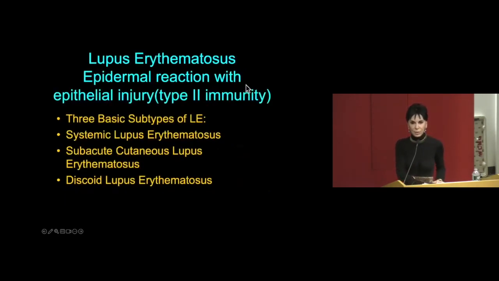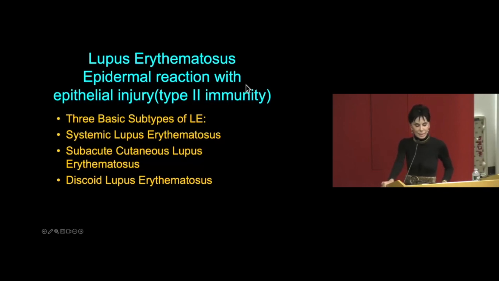So now we'll move on to a different type of immune reaction involving the epidermis. So we talked about type 4 immunity. Now we'll move on to type 2, which is to say you have an antibody that is targeting the epidermis. And that would be best exemplified by lupus erythematosus.